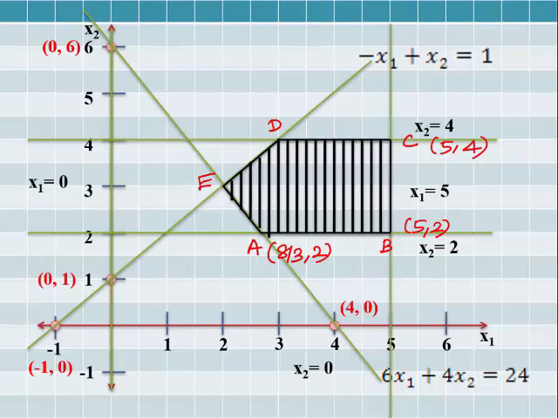Point D is the intersection of the lines minus x1 plus x2 is equal to 1 and x2 is equal to 4. By solving these two line equations, we get the coordinate positions for point D as (3, 4). And by solving the two line equations, 6x1 plus 4x2 equal to 24 and minus x1 plus x2 equal to 1, we get the coordinate position for point E as (2, 3). Okay, so now we are going to find the solution for the objective function z by considering the coordinate positions for the vertex points.